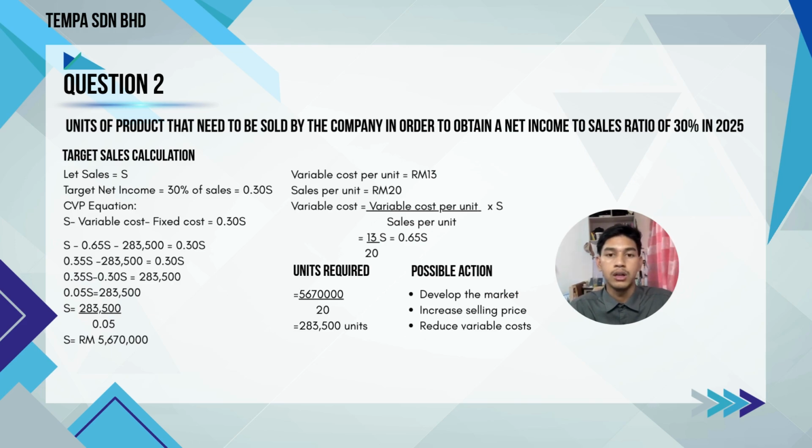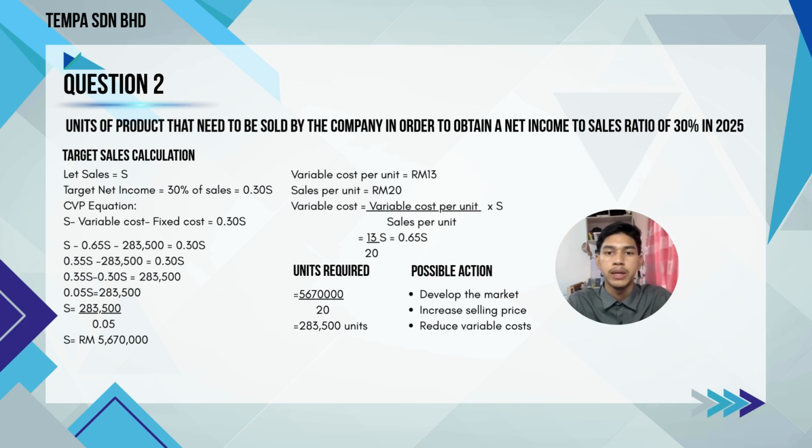And for the units required to get it, we divide the sales with the selling price per unit, which is 5.67 million divided by 20, and we get 283,500 units. A possible action that we can take to obtain this target sales is we can develop the market.